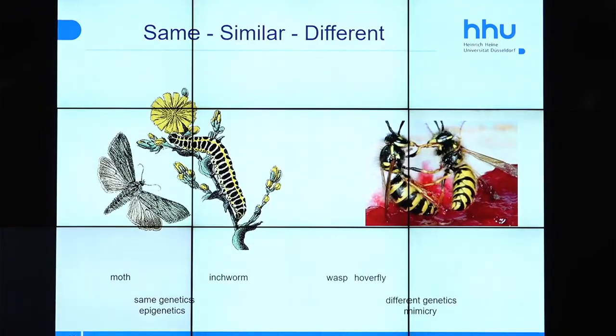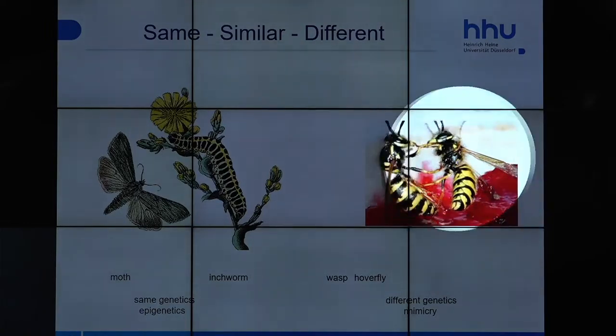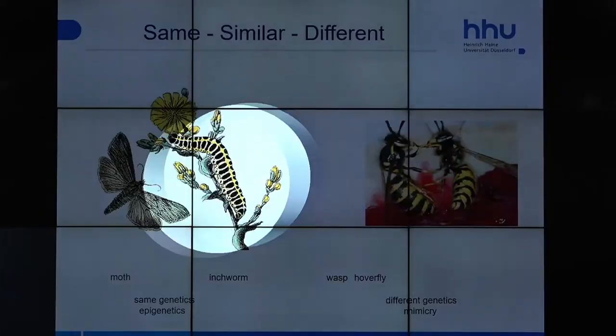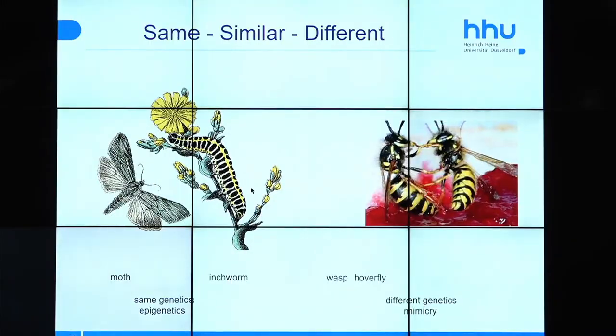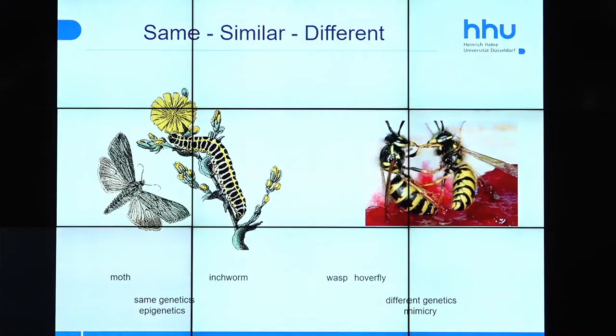Then you see here the moth and the inchworm, the wasp fly, and this genetic mimicry here and so on. These both look totally different, but they have the same genetic coding. So they are much more the same, like this wasp here, because this wasp is just a normal wasp, and the mimicry, they have totally different genes. They just look like the same. But from the genetic things, they're totally different.